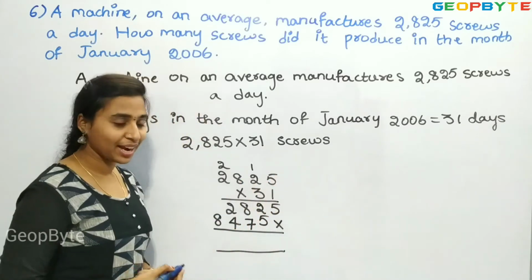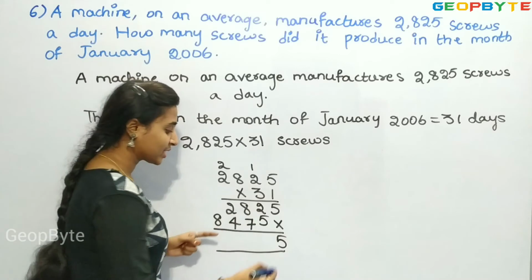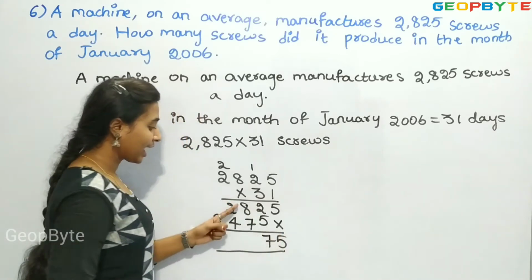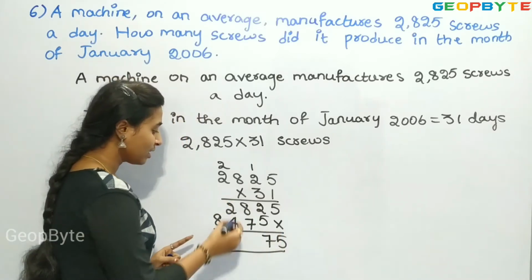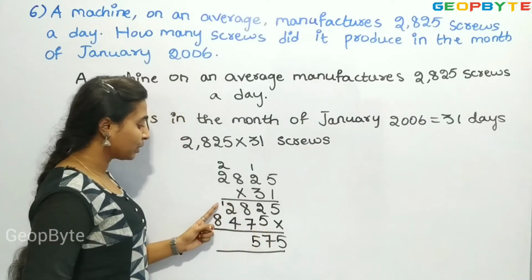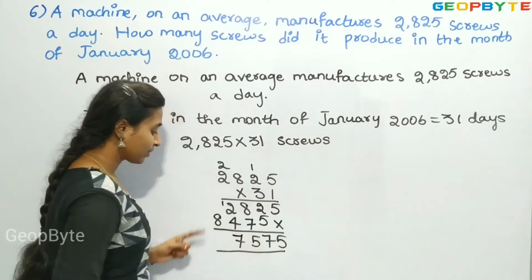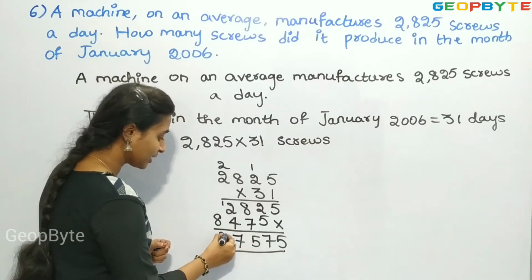Now let us add. Directly write 5. 2 plus 5 is 7. 8 plus 7 is 15. So write the 5 here and carry the 1. 2 plus 1 is 3. 3 plus 4 is 7. And 8 is there. Let us write 8.